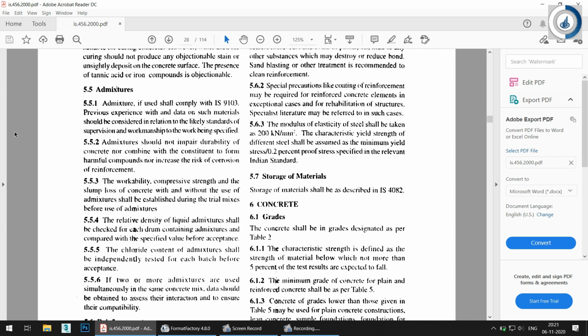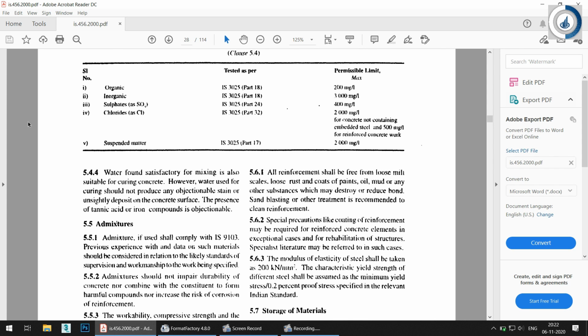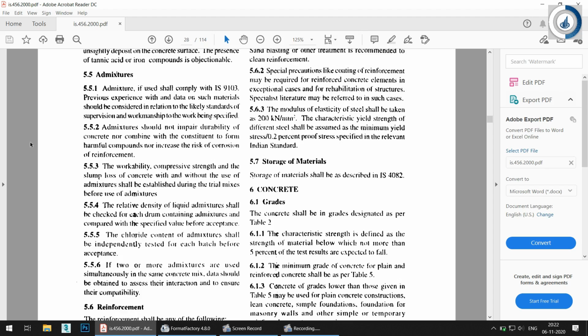The chloride content of admixture shall be independently tested for each batch before acceptance. So as you have seen in the quality of water, the chloride content is very important for reinforced concrete work. It should be less than 500 milligrams per liter. So it should be tested for admixtures also.